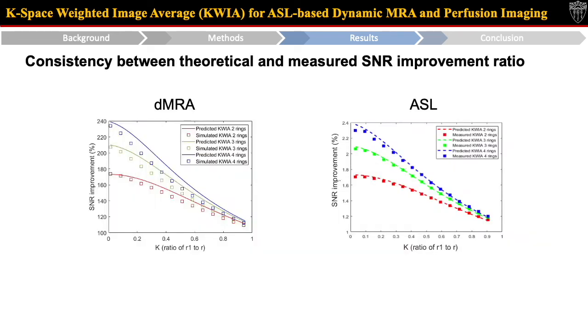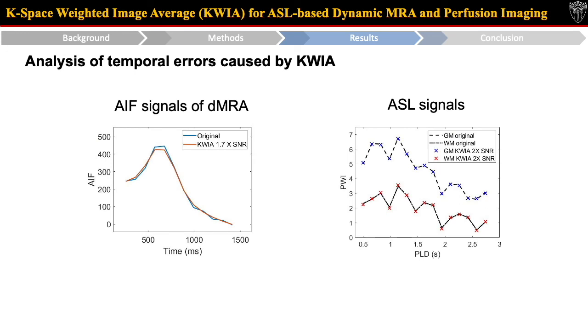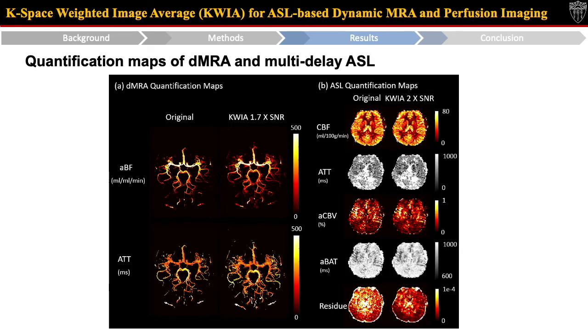These figures show the great consistency between the measured SNR improvement in our DMRA and ASL in vivo experiments and the theoretical prediction. These figures compare the signal curves between KWIA processed and the original. For DMRA, there is a 5% small signal drop at the peak of the arterial signal, while the gray and white matter signals of ASL were not obviously affected by KWIA. This result suggests KWIA produces negligible temporal error. All quantification maps of both DMRA and ASL were not adversely affected by KWIA. It's worth mentioning that in DMRA, there are more distal small vessel structures shown in KWIA, and in ASL, the fitting residue is lower for KWIA.